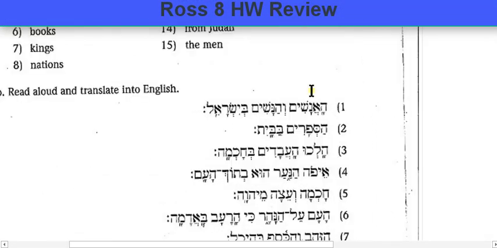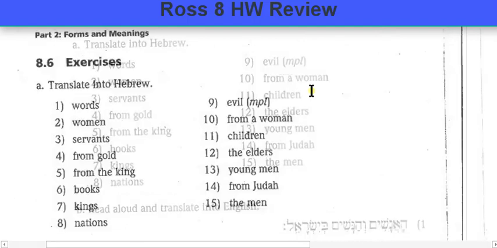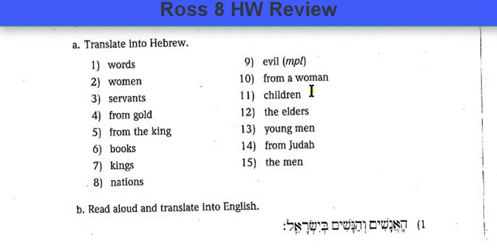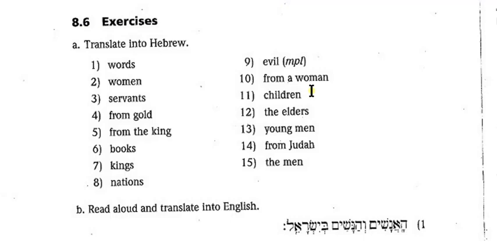Okay, so let's look at this Ross homework for chapter 8. Any questions about the A section here? Section A, number 3, sir. For me, I didn't necessarily know how to translate that. Are you talking about B or A? On A section, sir.